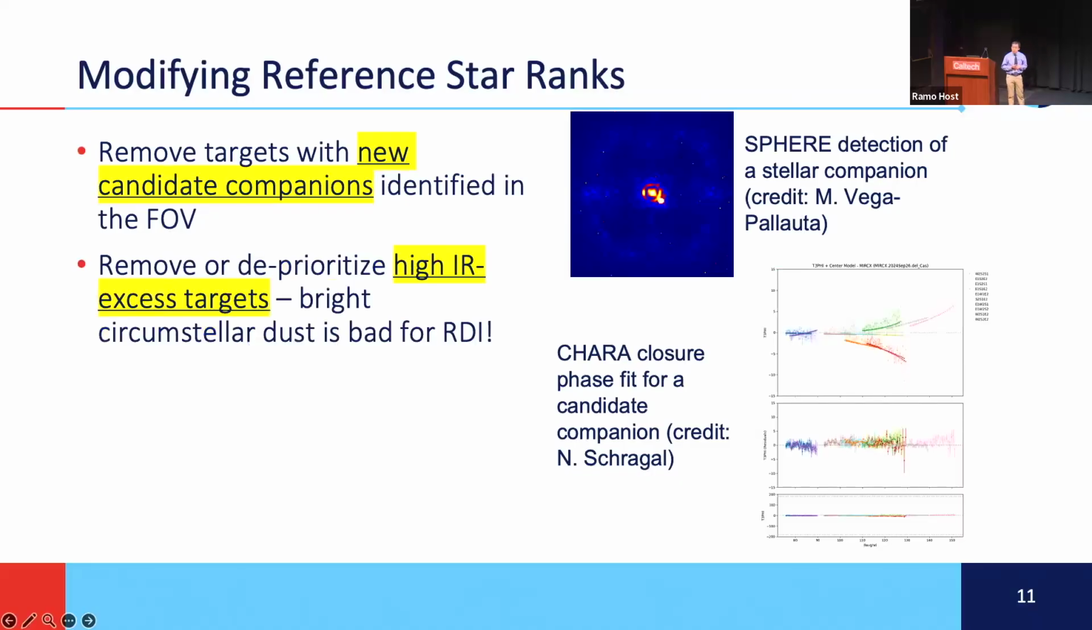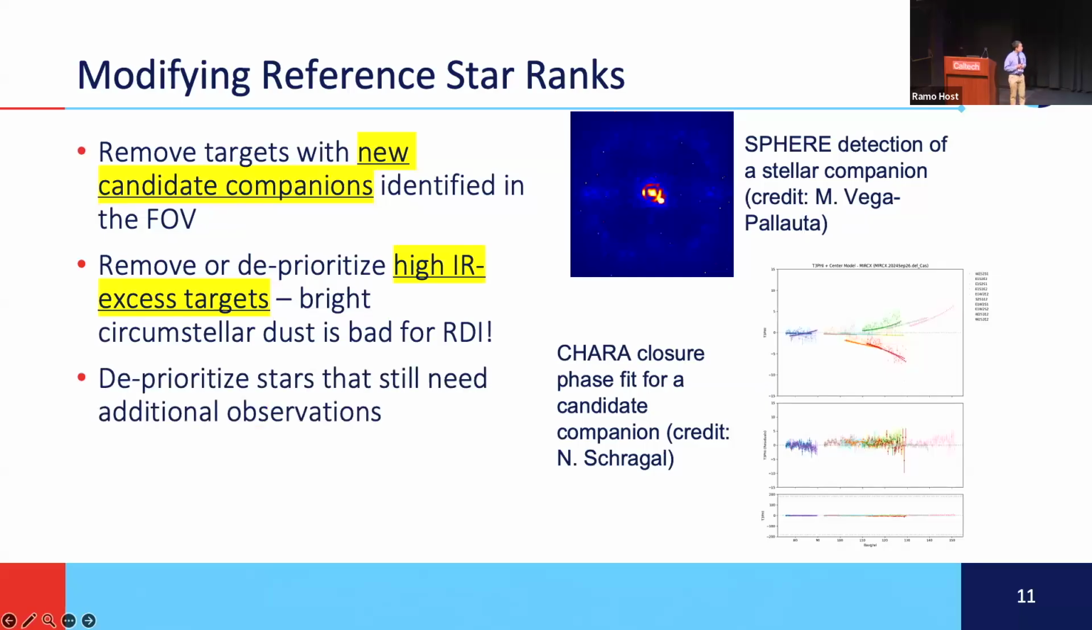So first is to remove, or in some cases just deprioritize, reference stars that have high infrared excesses. Infrared excesses are indicative of circumstellar dust. We've done some recent modeling work on these particular stars that suggests their circumstellar dust disks are actually pretty bright, and that's going to be really bad for post-processing RDI performance. And we're also going to deprioritize but not remove any stars where we still need additional observations to get that full vetting of those reference stars.